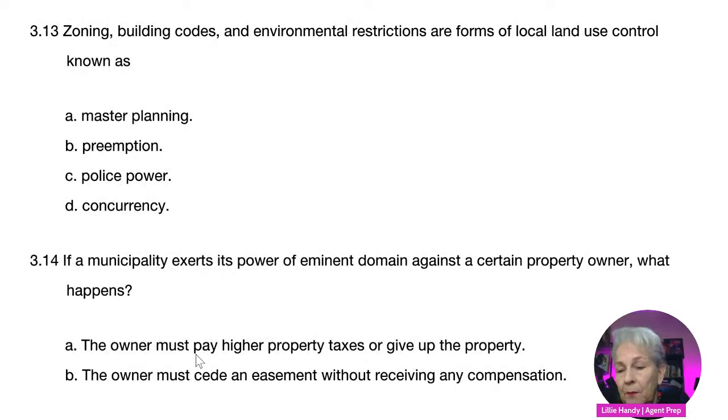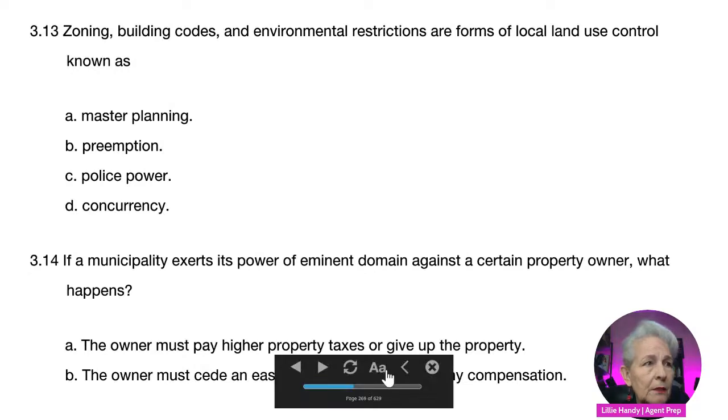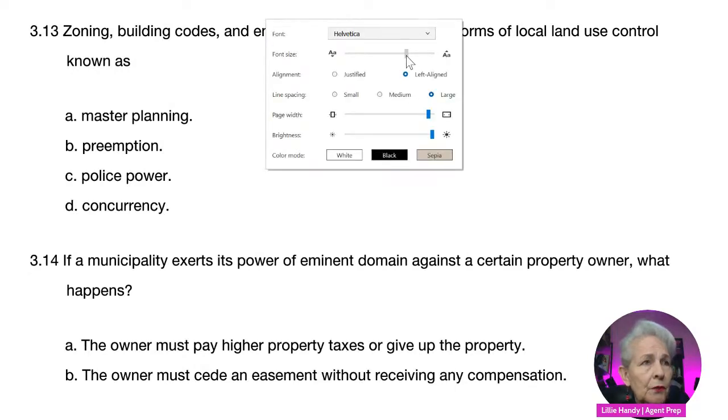All right, number 13, because we're dealing here on this section with land use, legal descriptions, and contract law in this national question. So anybody who came on right now, we're dealing with national questions. Number 13, zoning, building codes, and environmental. Well, let me see if I can make it a little bit larger for those that also see it on the phone.